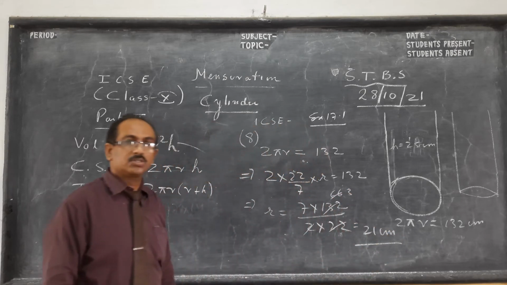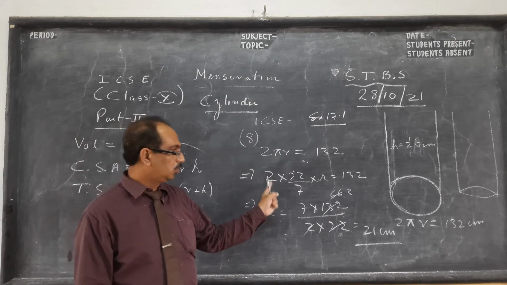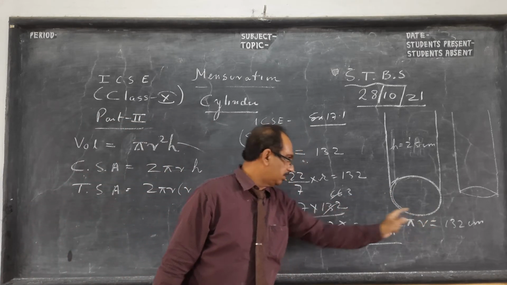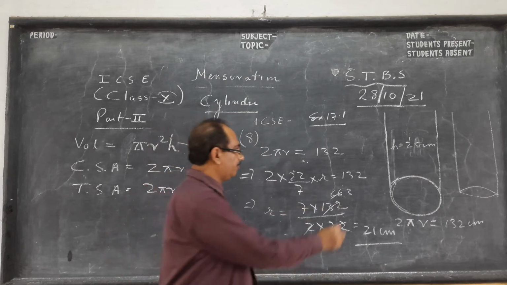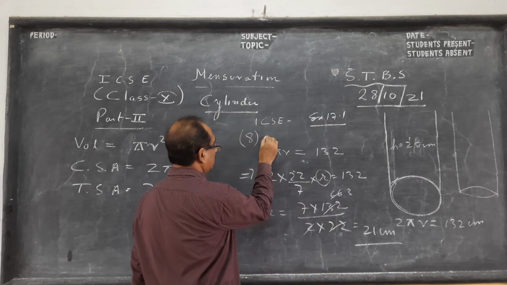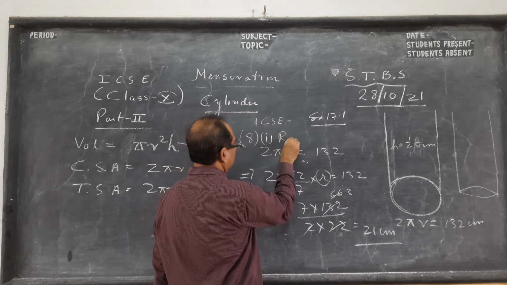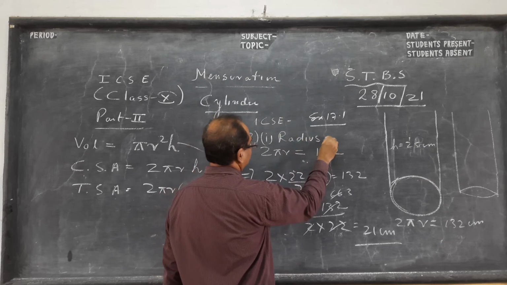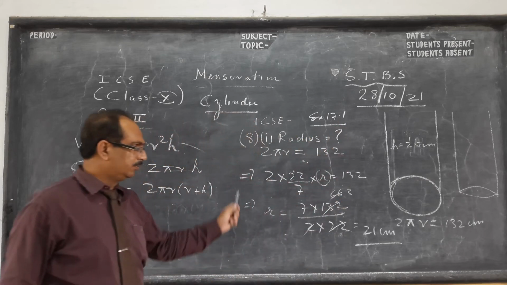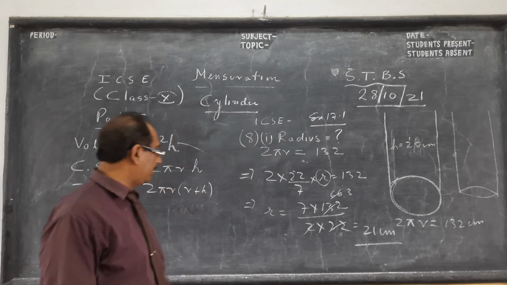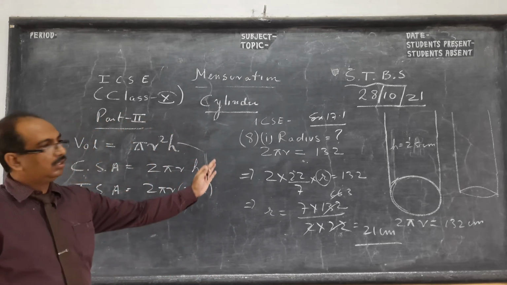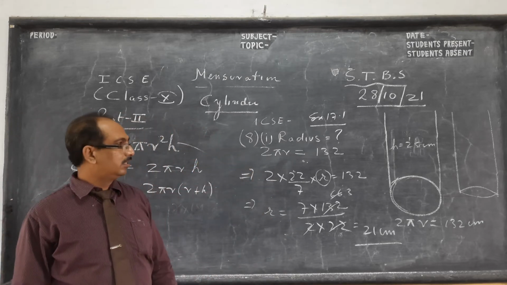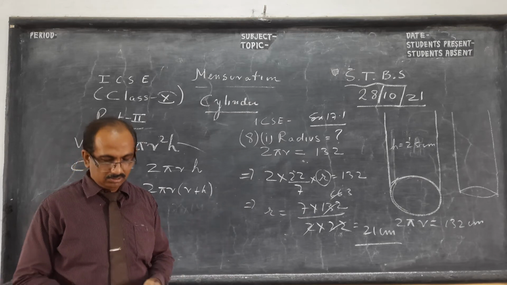So first part, please copy once more. 2 pi r is 132. We substitute, we have to solve for r. First part, children, is what is the radius. Okay, got it? Then second we have to find volume. So please pause the video, copy, then we will get the volume.